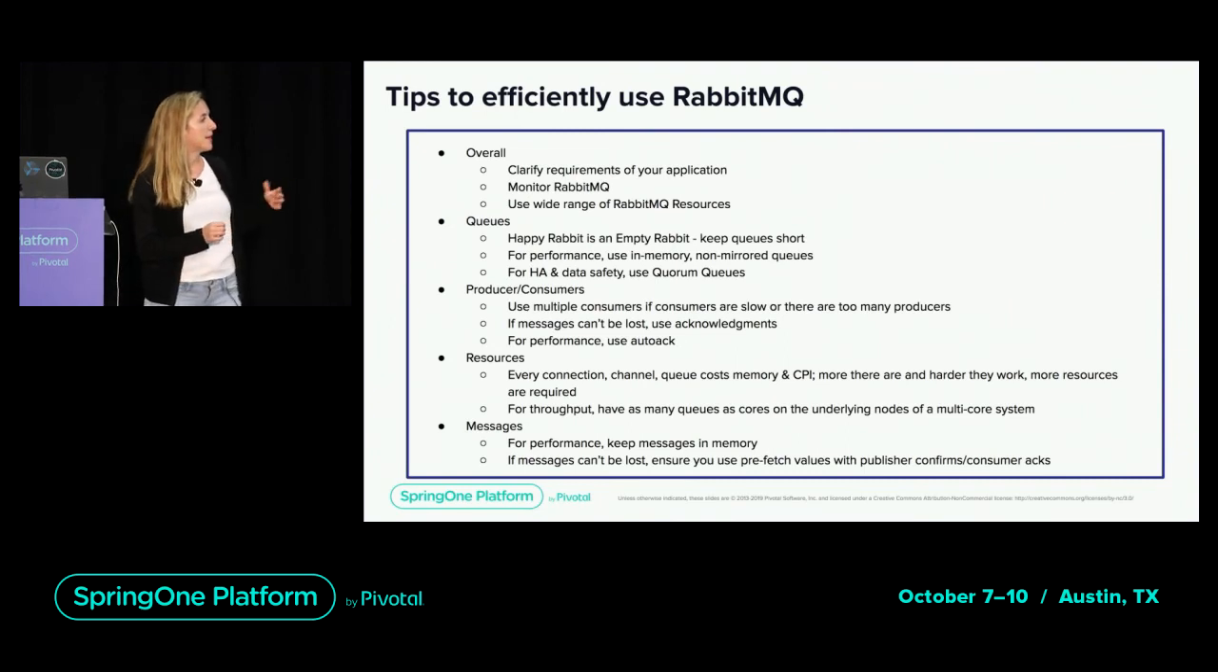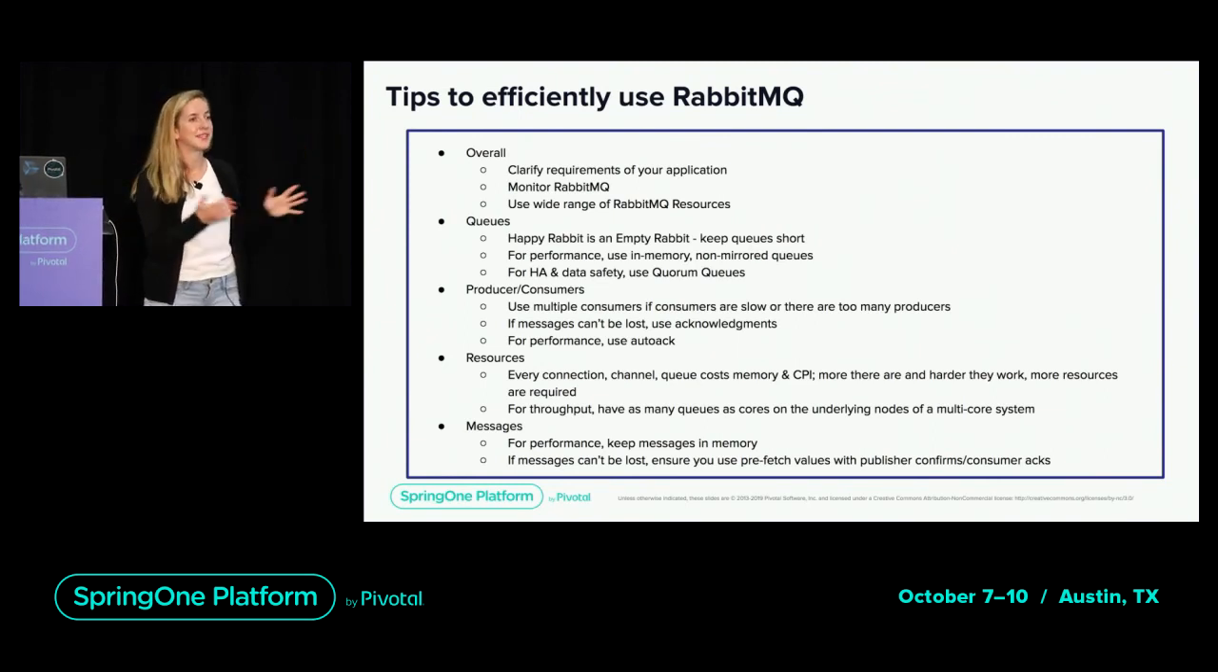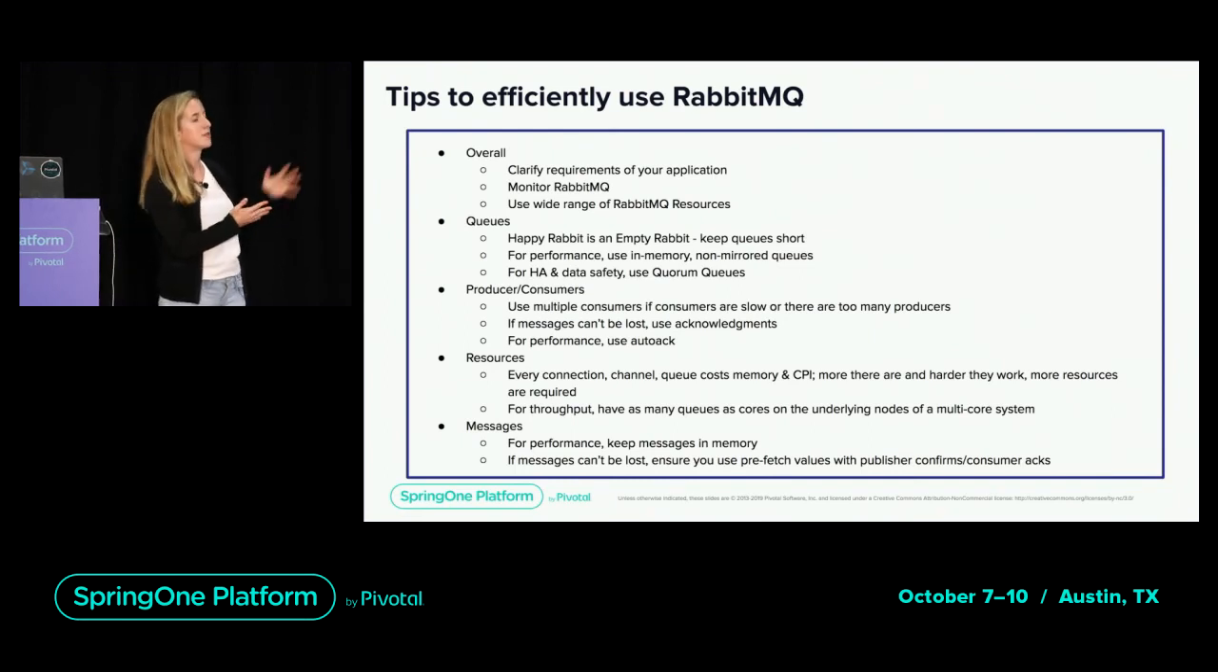Finally, for performance, keep messages in memory. If messages can't be lost, ensure you use prefetch values. This is, again, a really small snippet in the time we have left, so please Google around. There are lots more resources, including from CloudAMQP, on how to efficiently use Rabbit.